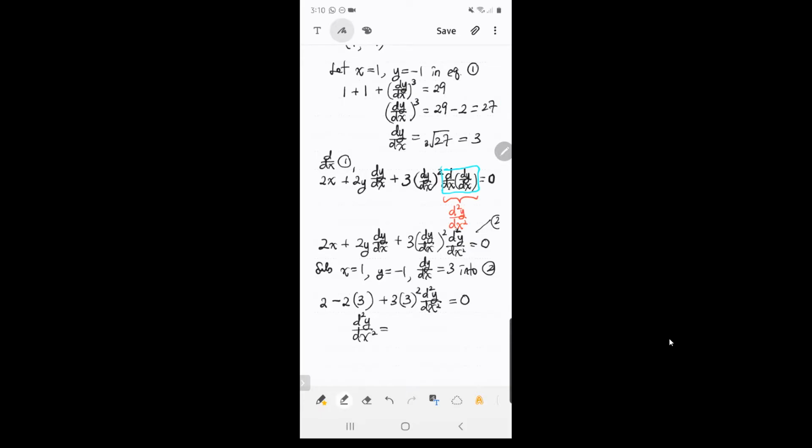Can somebody calculate what is the answer of d2y/dx2 in this case? 4/27. I think the answer is given at the bottom of the question, right? Can you please check? Is that correct? 4/27, yeah?